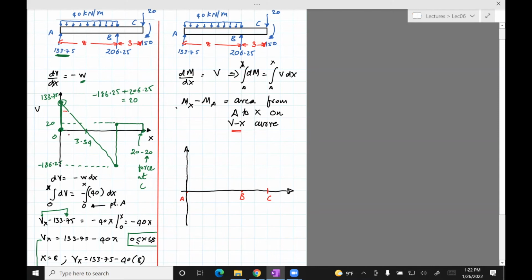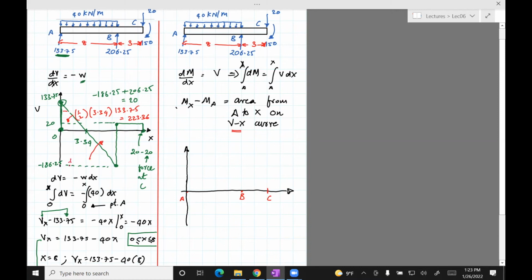So let's start off with this. The area of a triangle is half base times the height. The base here is 3.34, the height is 133.75, and that comes out to be 223.36. That's this area.